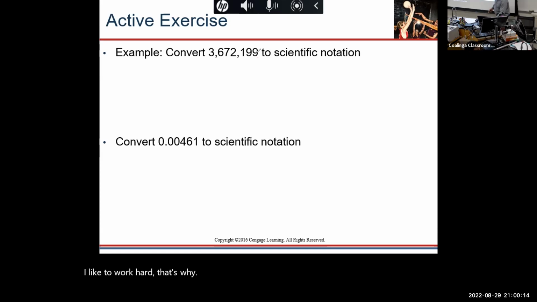Okay, so the decimal point starts here, right? So we're gonna be moving over 1, 2, 3, 4, 5, 6 spaces. Right? So then our number is gonna be 3.672999 times 10 to the 6.